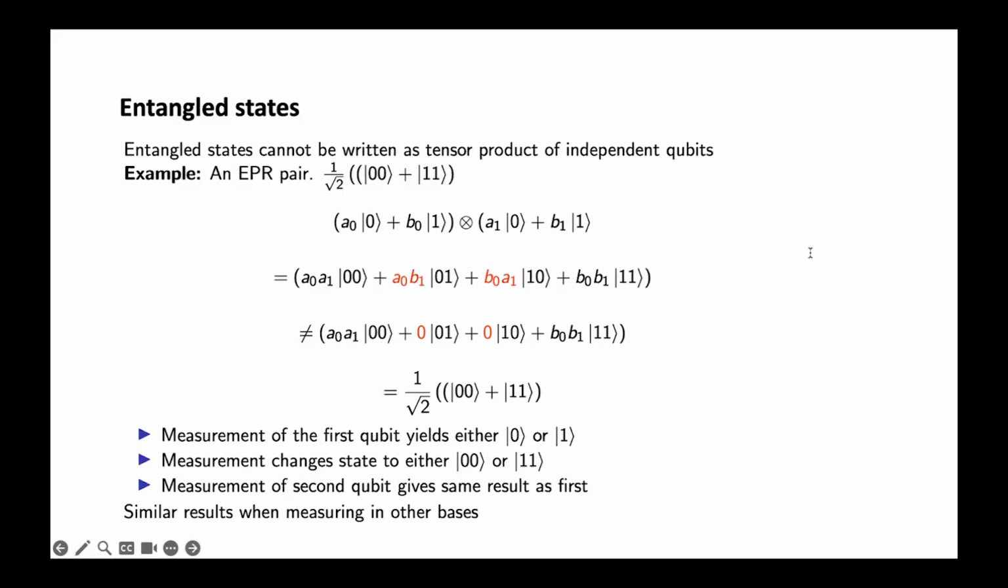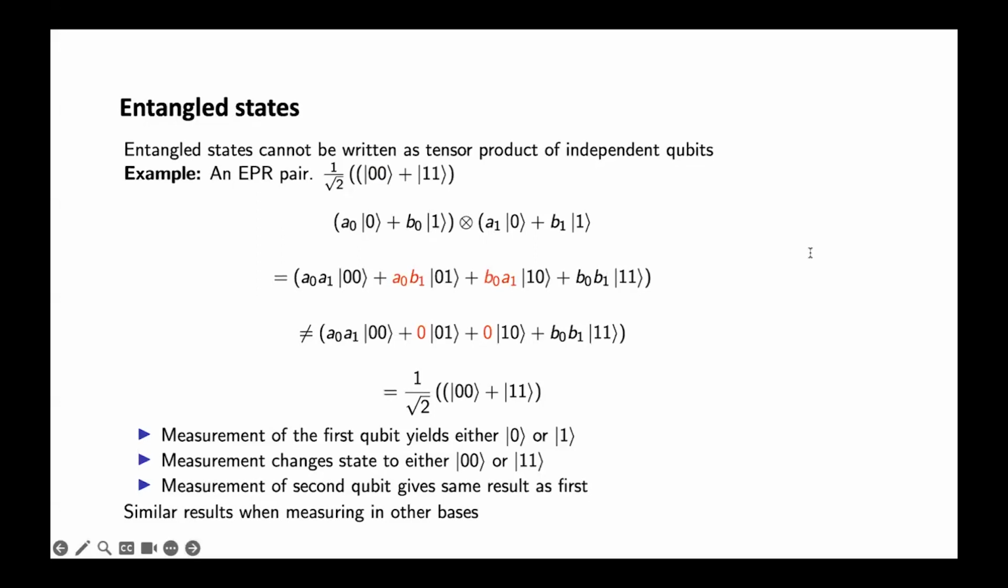As I mentioned earlier, entangled states cannot be written as tensor products of independent units. So here is a very famous example of such a state. It is called the EPR pair. E stands for Einstein, Podolsky, Rosen. This pair is given as a superposition of |00⟩ and |11⟩.